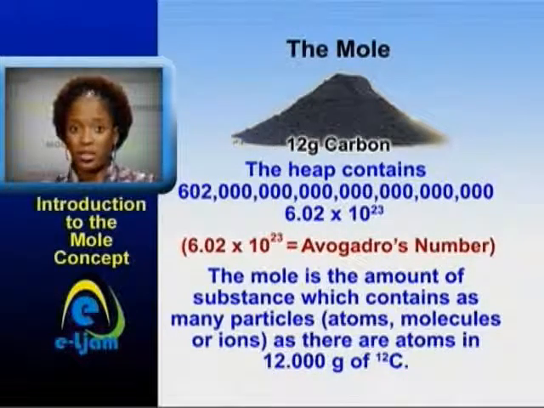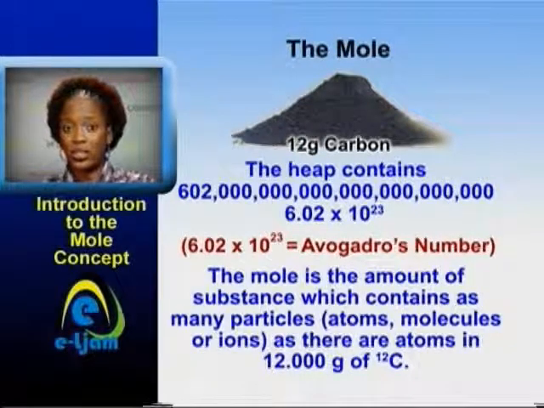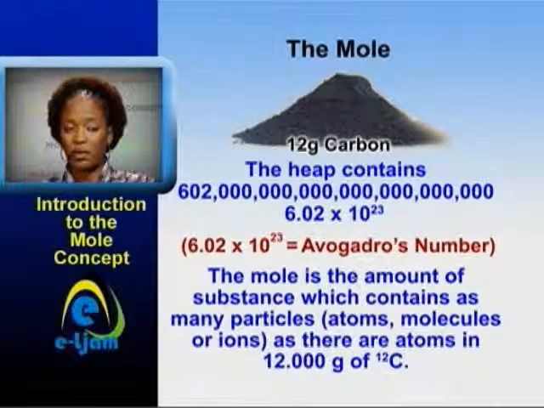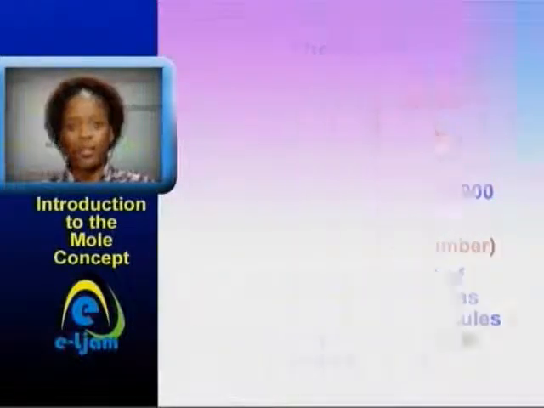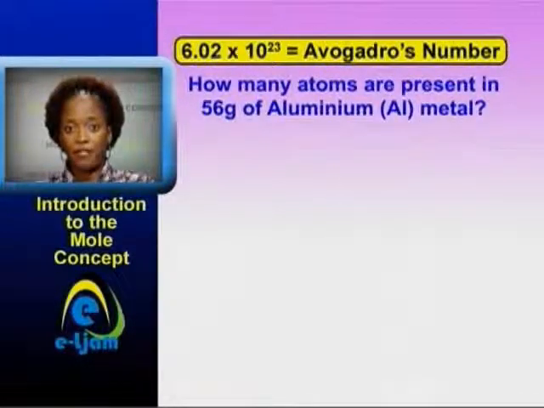In simple terms, if the number of particles or individual entities is known, then the number of moles of the same substance can be found, and vice versa. For example, how many atoms are present in 56 grams of aluminium metal?